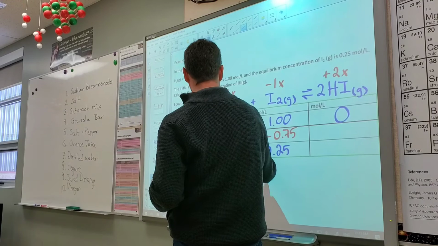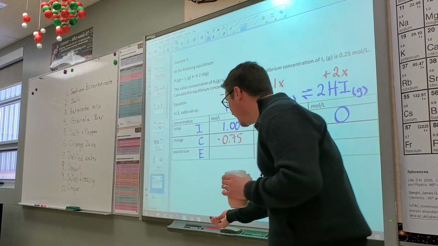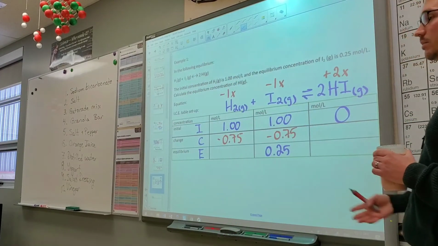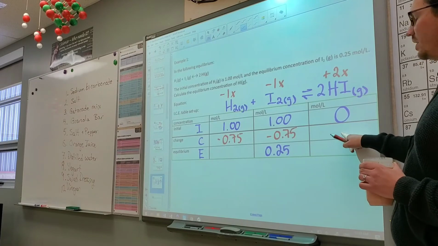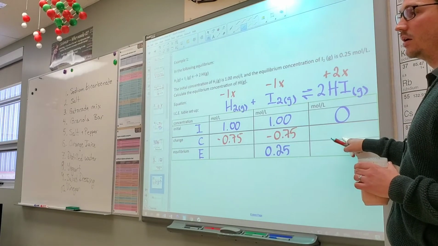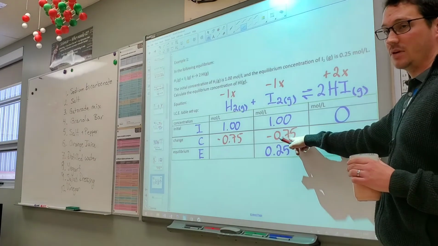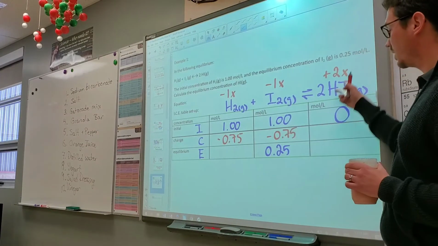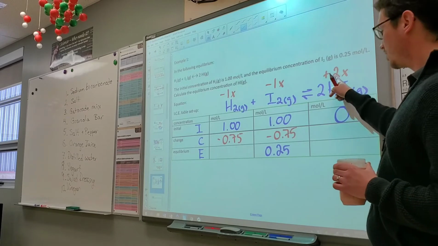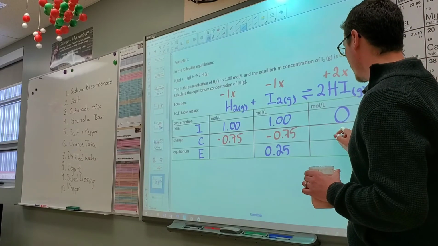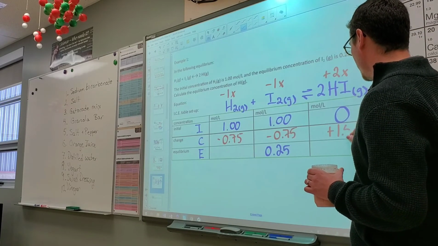Negative 0.75. And this is the really big leap for some people. How much of this stuff did we gain? 1.50. Yeah, whatever double this is, right? For every 1 of these, we gain 2 of these. So go 2 times that, so that's positive 1.50.